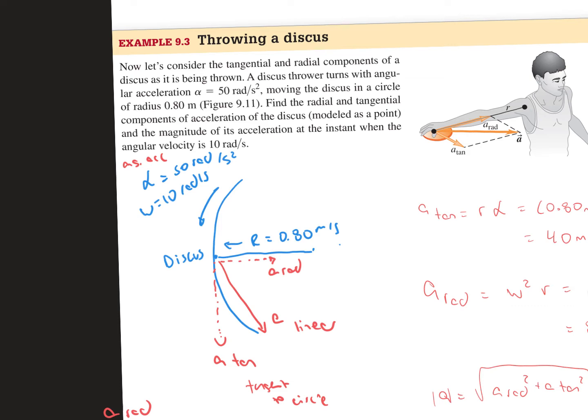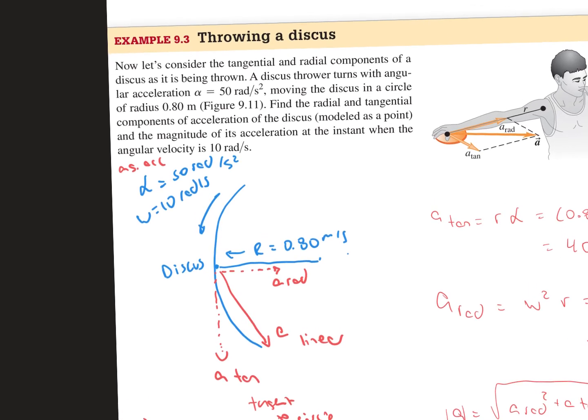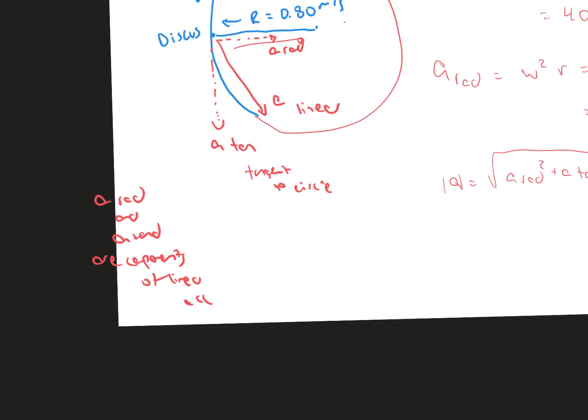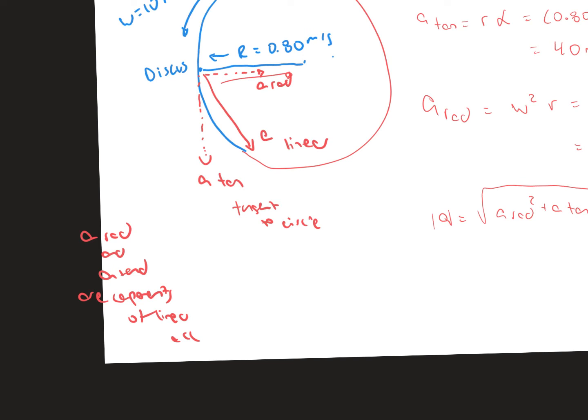The radial is going to go toward the center. In contrast, the tangential acceleration is going to be tangent to the circle, so this circle right here. One thing we should also know is that the radial acceleration and the tangential acceleration are both components of the linear acceleration, and the linear acceleration is represented by the line drawn right here.